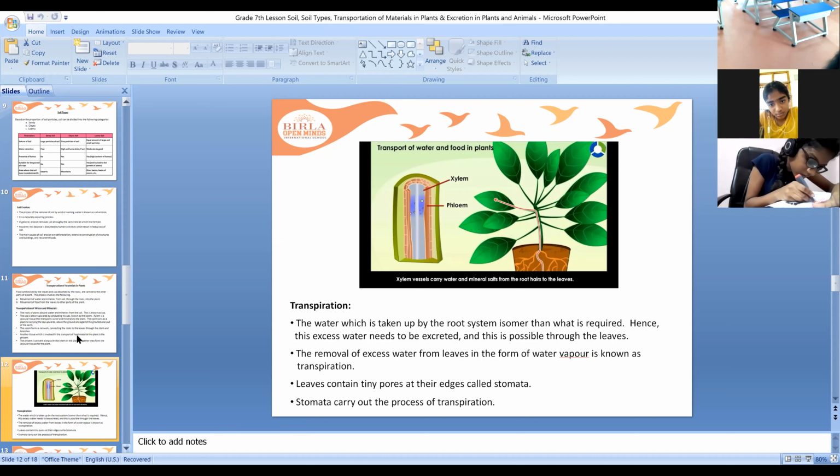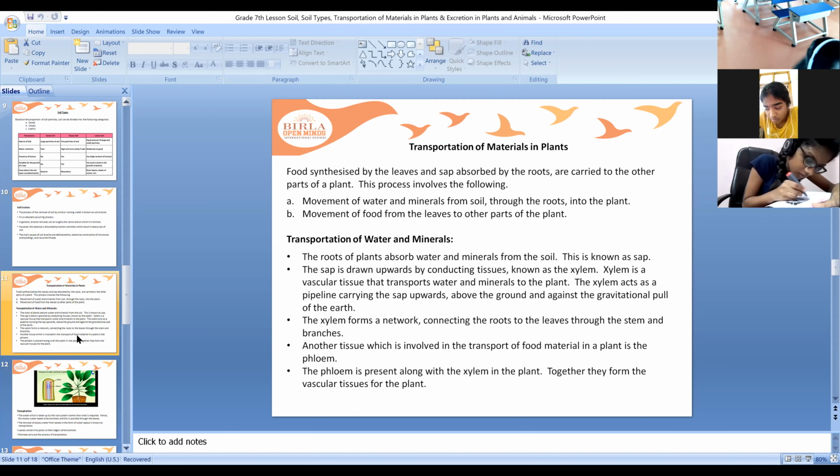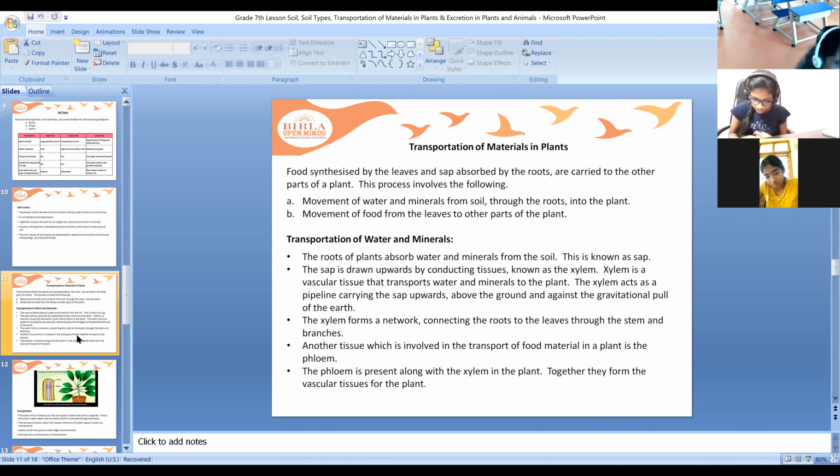So it's only a little bit of the part that has been explained to you, but in detail it's a very complex way. There are so many parts inside a plant, even in the stem and in the roots also. So here only the xylem and phloem have been told to you. So what are the parts and how does the process take place?